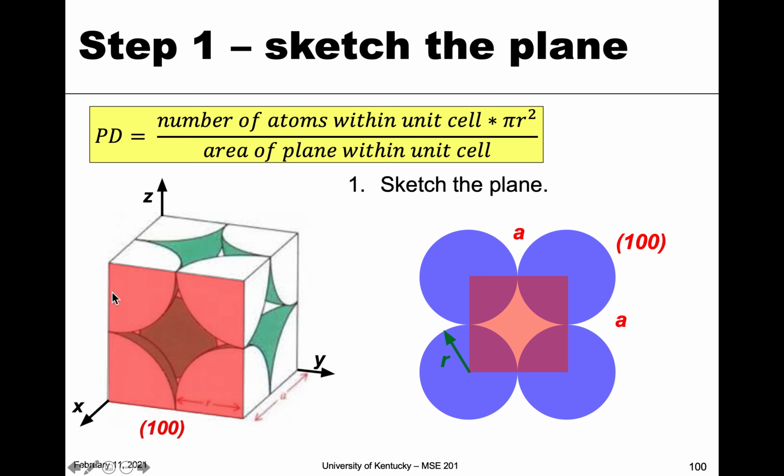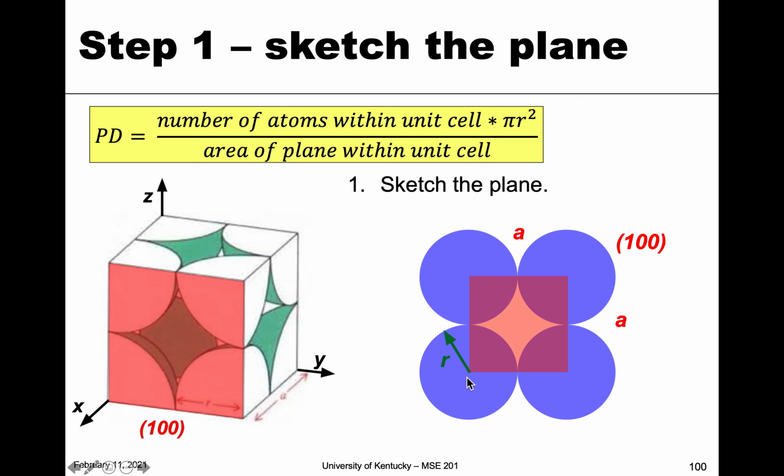All right, so I've drawn the plane here within the unit cell, and then I can also redraw it just in planar view so you can get the bigger idea of what's happening, where the red square is the 1, 0, 0 plane, and then the atoms here are the blue, and you can see the fraction that's within the unit cell based on the shading.